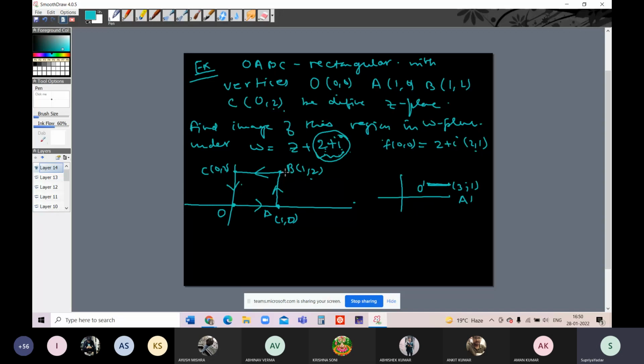And correspondingly B will be 3, 3. So 3, 3 will be B dash. And next C is 0, 2, means 2, 2. Yes, 2, 2. This will be C dash. So correspondingly rectangle जो होगा हमारा वो केवल इस तरह से figure translate कर जाएगा.